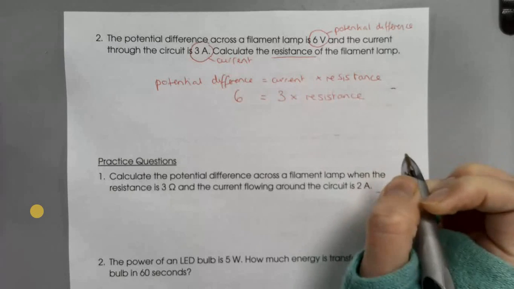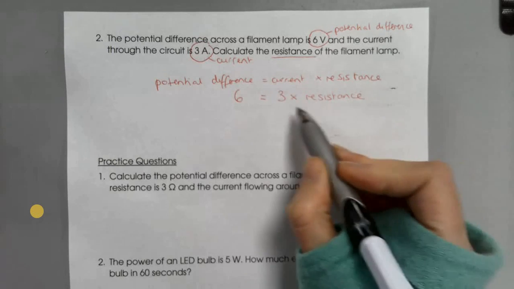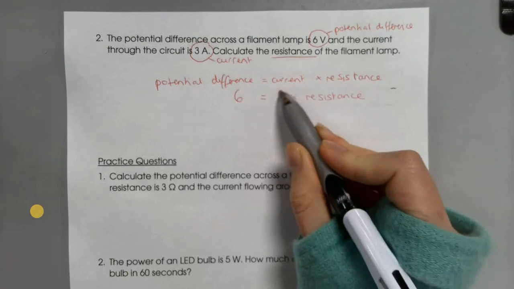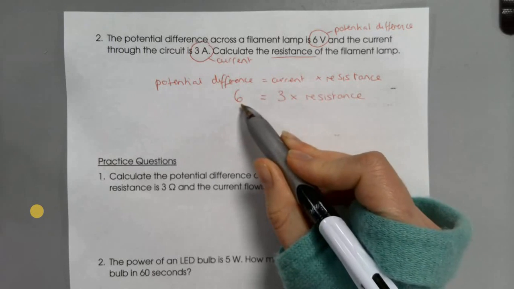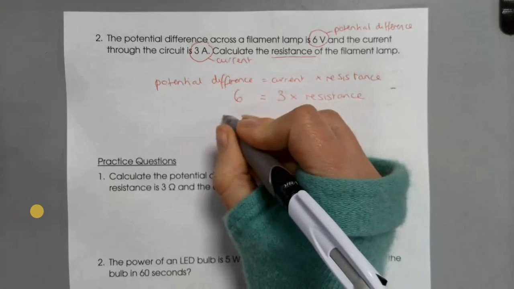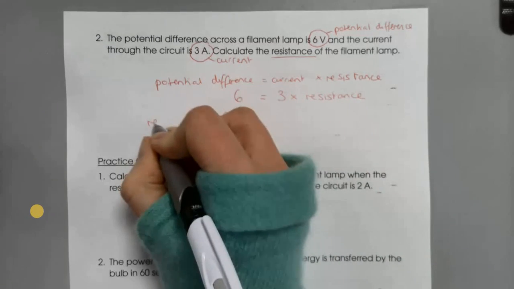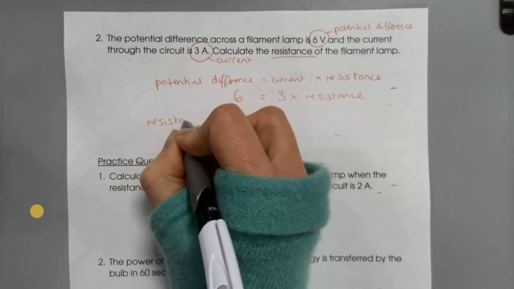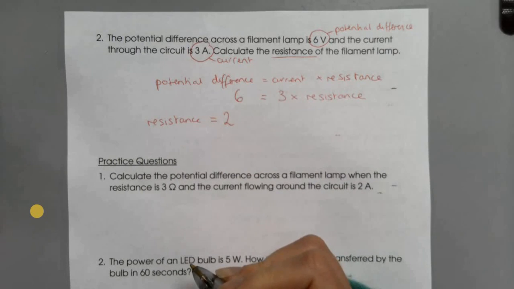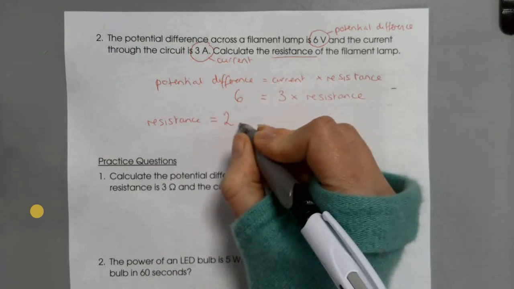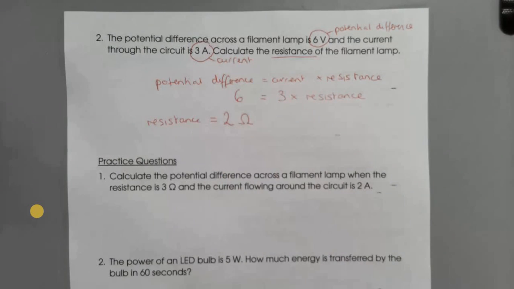So now we need to rearrange it. So we want the resistance on its own. So it's times 3 on this side, so we're going to need to get rid of that by dividing that side by 3. So we divide this side by 3 as well. So we get that the resistance equals 2. And our final thing we need to do is put the correct unit, and the correct unit for resistance is ohms, which is this symbol here.